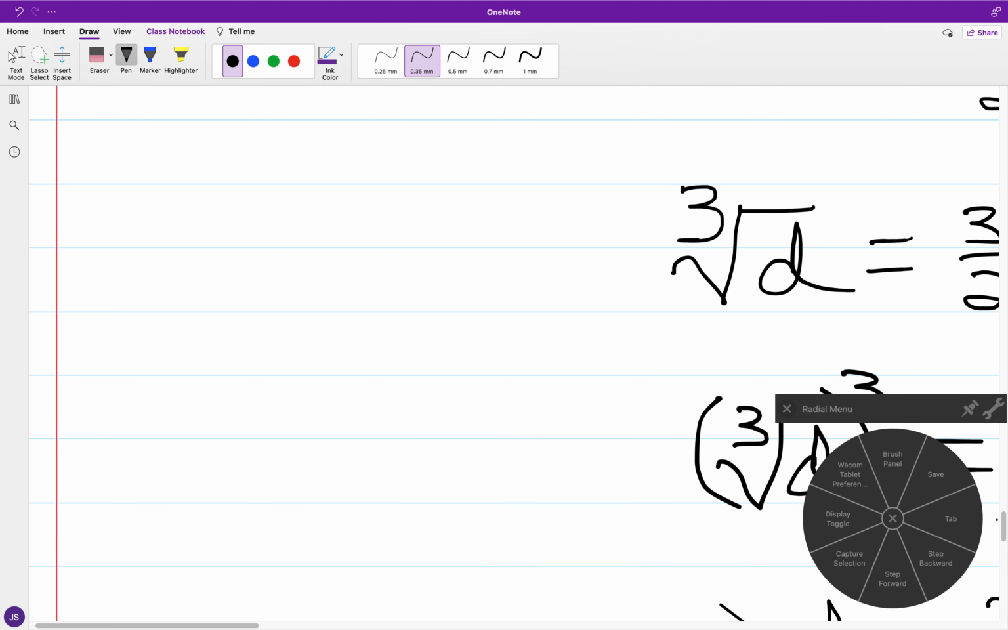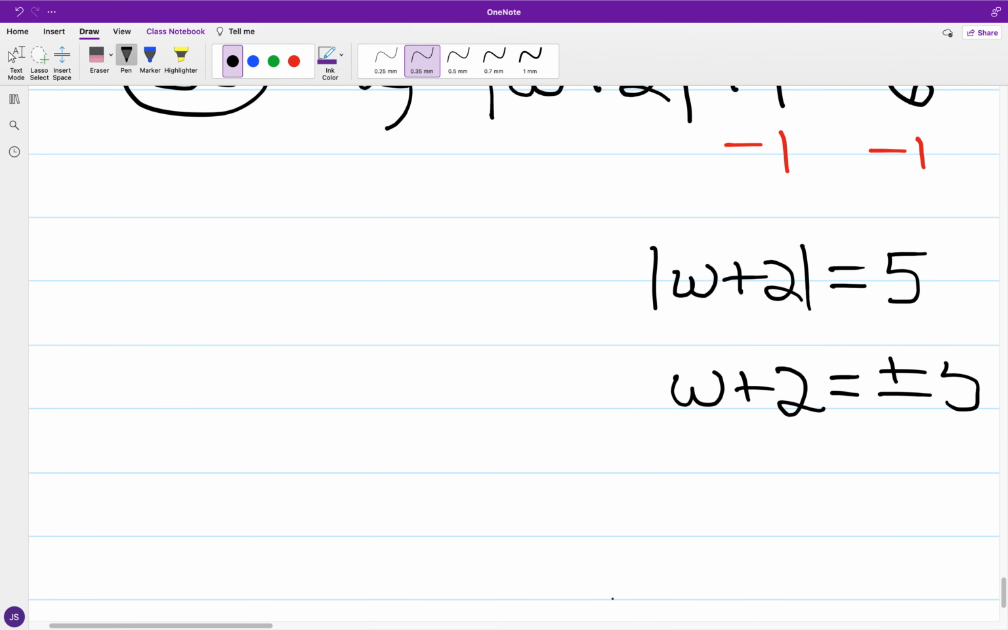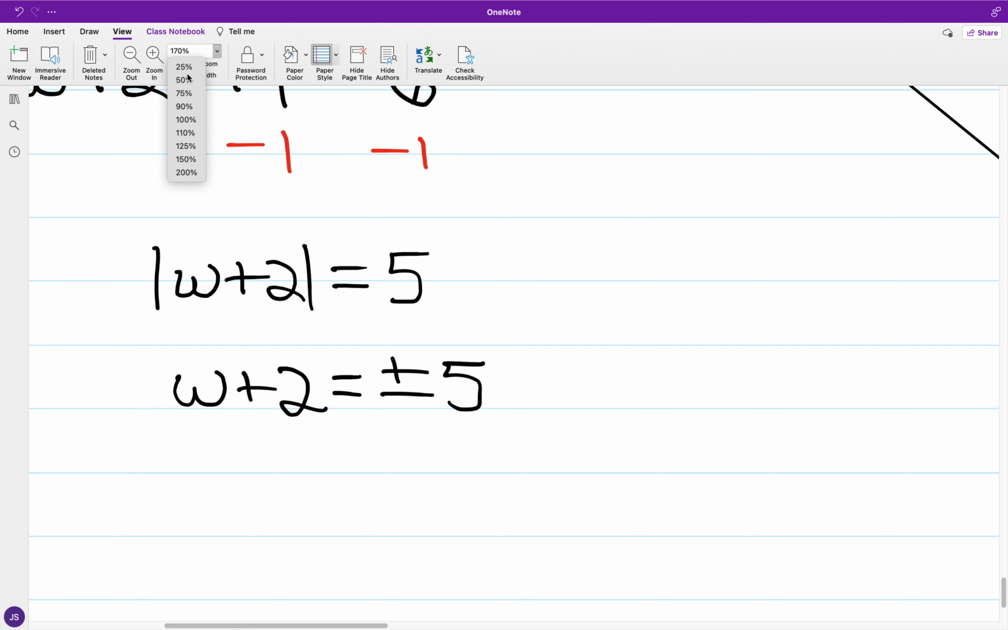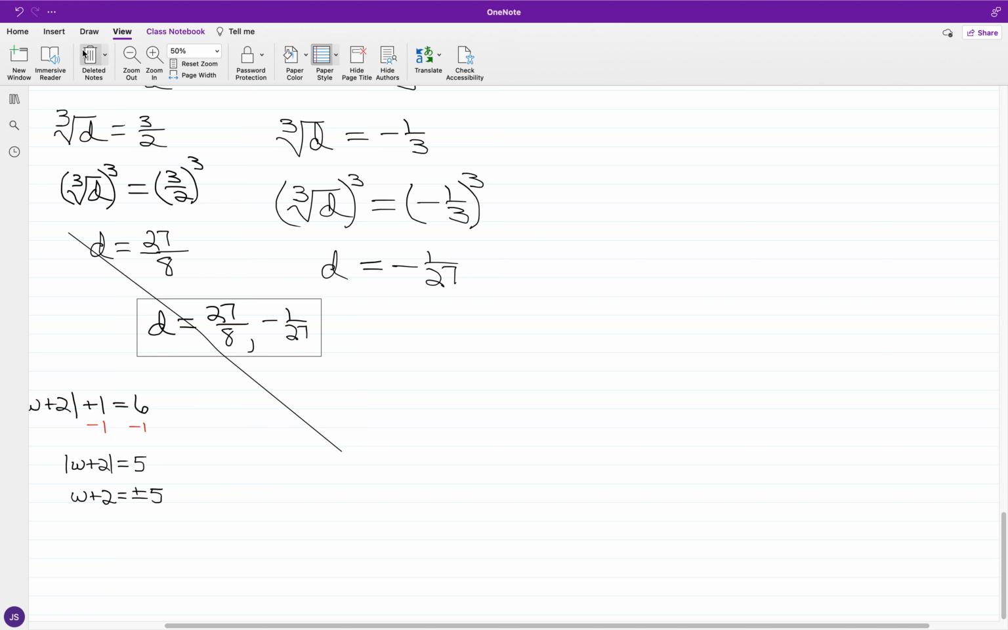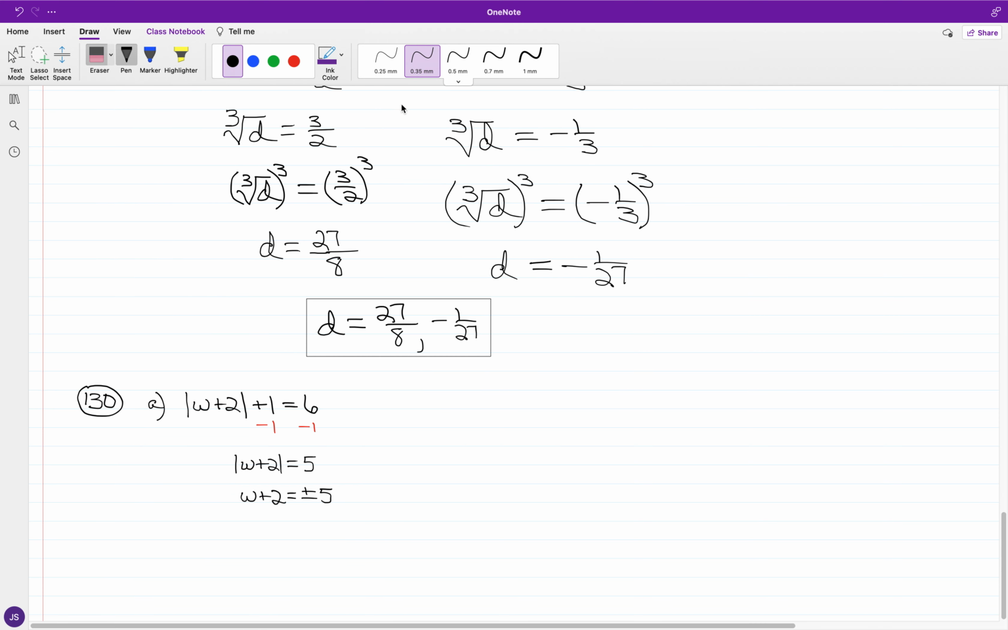And so, looking at isolating what we have here, we got W plus 2 equal to plus or minus 5. So on the one end, W plus 2 is equal to negative 5. Again, we have the other possibility: W plus 2 is equal to 5.